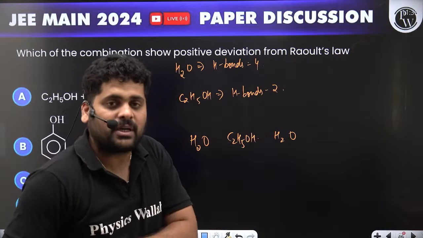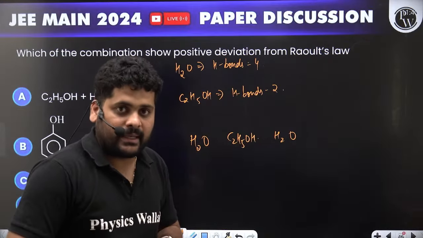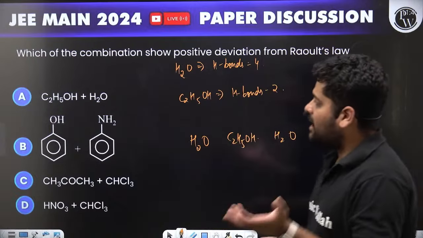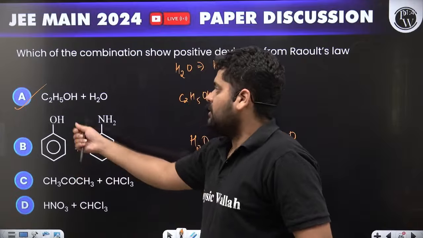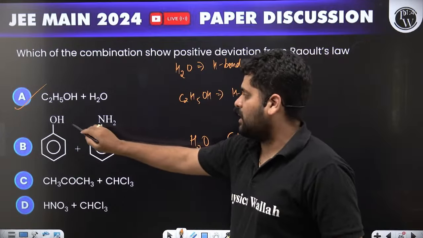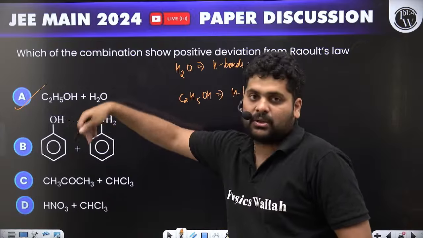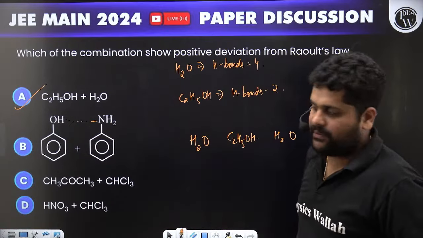If the hydrogen bonds decrease, the vapor pressure increases and the boiling point decreases, so it would show positive deviation from Raoult's law. So ethanol and water would show positive deviation from Raoult's law. Phenol and aniline, the hydrogen bonding is going to be more intense between these two in comparison to only phenol and only aniline. Again, these two would show negative deviation from Raoult's law.